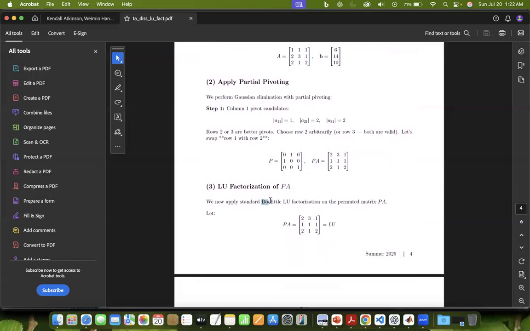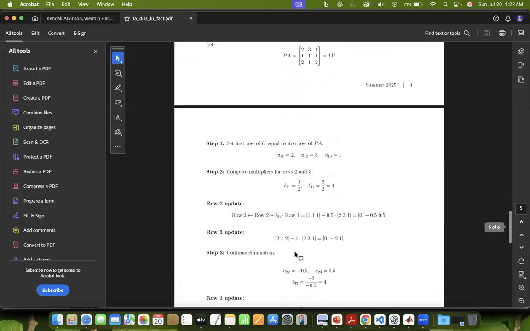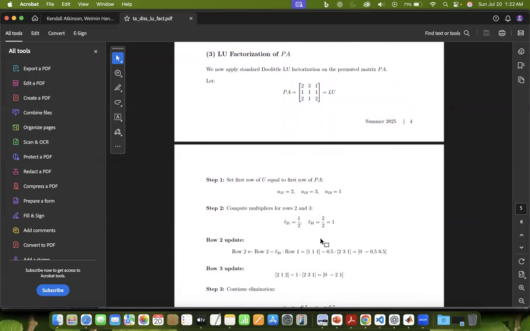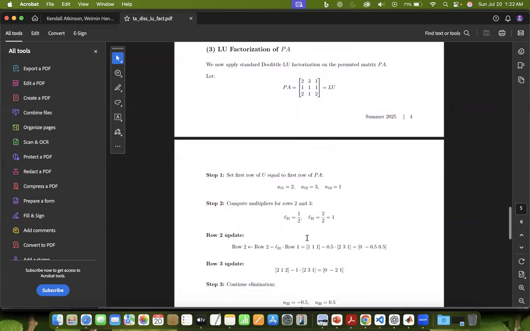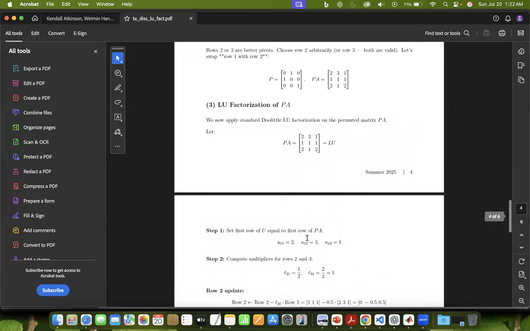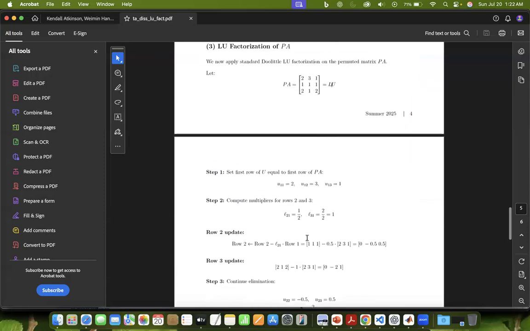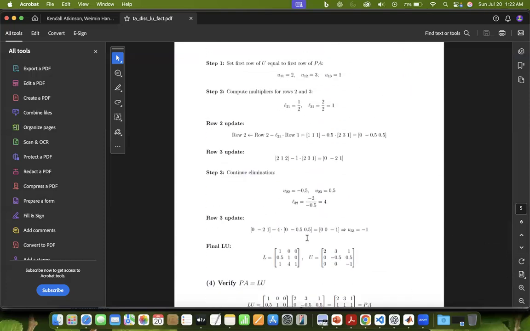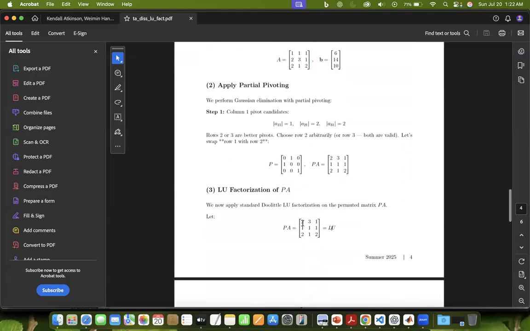I don't know what this is, probably a typo or something. So PA equals LU, this is your next step. Then we'll be doing the same steps again. You don't have to make any more row changes because you're already satisfied with this format, so 2 1 2.